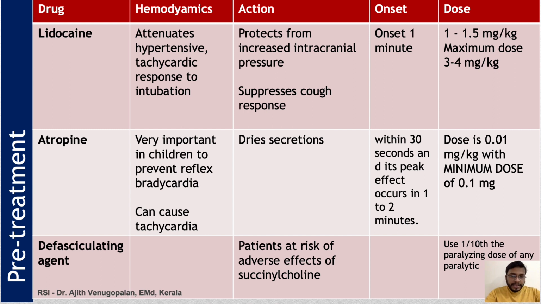Defasciculating agent, this is an interesting area. Sometimes, when you are administering a depolarizing agent as a paralytic like succinylcholine, it can produce certain side effects like fasciculations. If you have evaluated the patient and you feel that this is an added risk to the patient, you can use a defasciculating agent, which is a non-depolarizing agent. 1/10 of the dose of a non-depolarizing agent like vecuronium can be used as a pre-med, which reduces the adverse effects of succinylcholine.